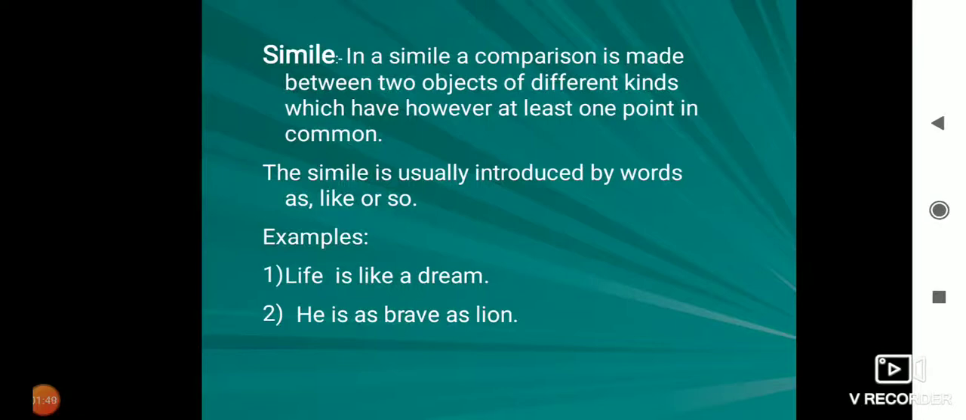Let's see the examples. First, life is like a dream. Here we are comparing life with a dream by using the word like, and what is common between them is their importance. Second, he is as brave as a lion. Here we are comparing two different things, someone with a lion, by using the word as, and the common thing between them is their bravery.